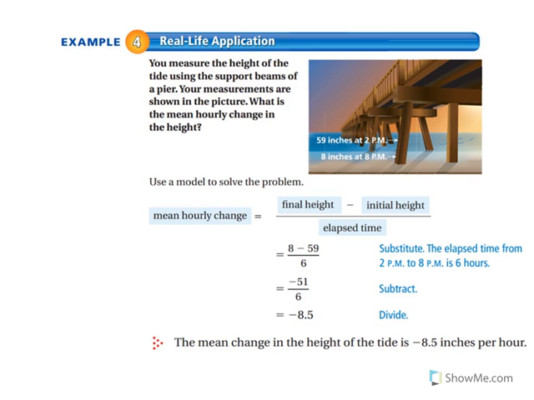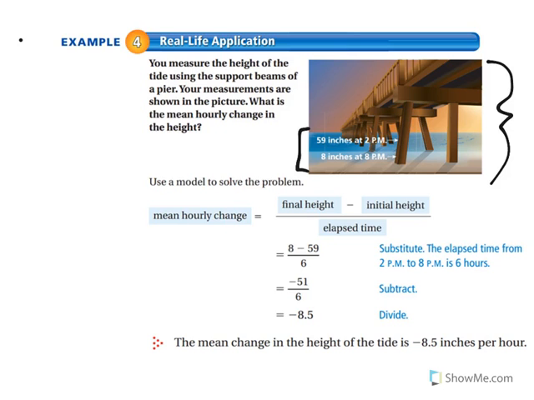All right, let's go ahead and look at our final example problem here, okay? In this problem, it says you measured the height of the tide by using the support beams of a pier. And the problem is right over here as far as the pier. You can see that information. And it says your measurements are shown in the picture right over here. So, what is the mean hourly change in the height?